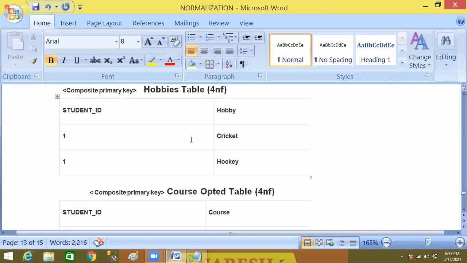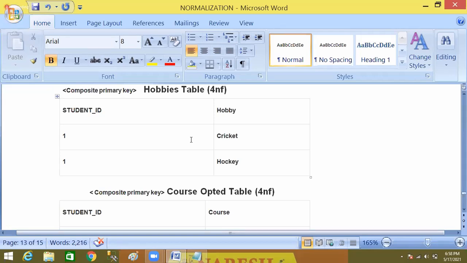In your hobbies table as well as your course table, there is no more than one independent multi-valued column. So that's why these two tables are called fourth normal form tables. That means if one table has more than one independent multi-valued column, I need to separate them. When you separate them, those separated tables are called fourth normal form.